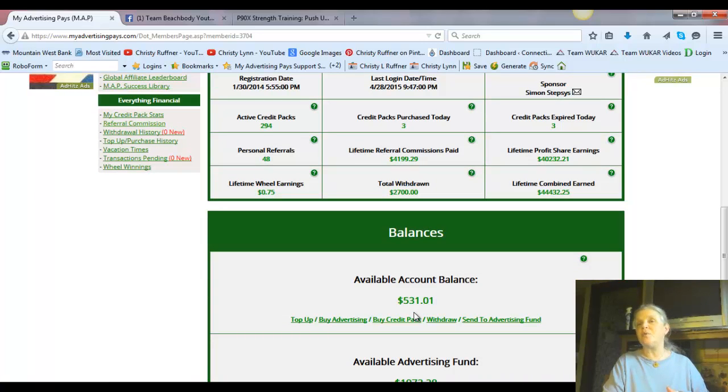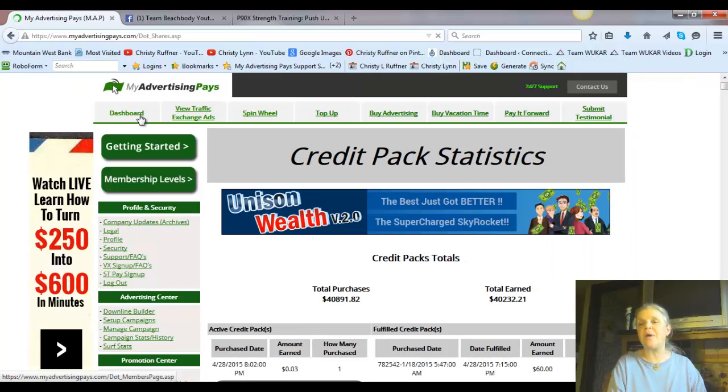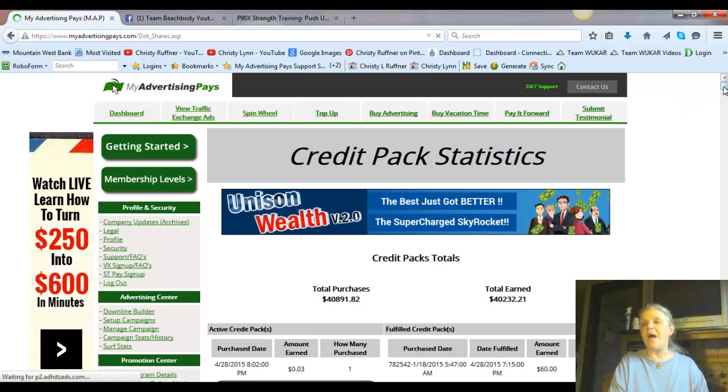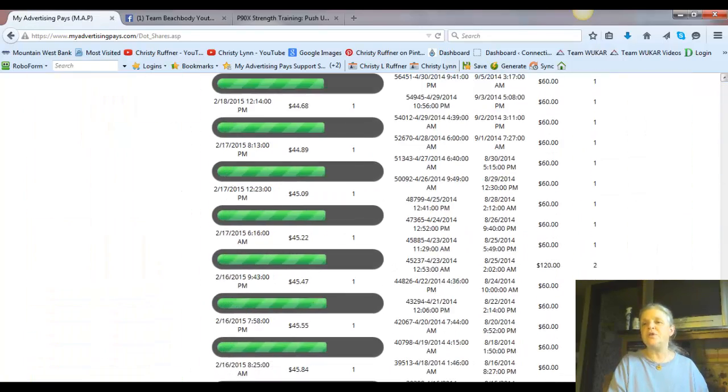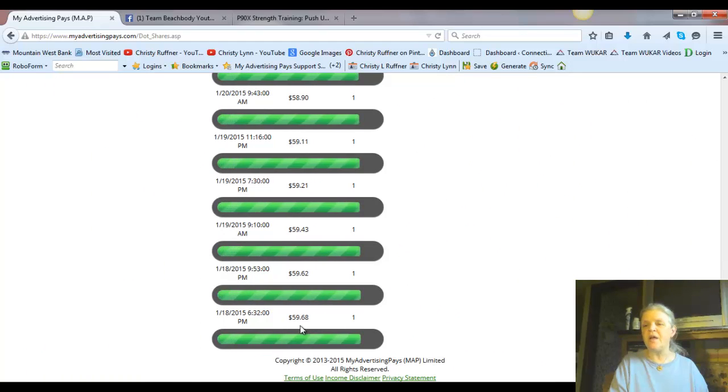I am not sure whether I'll make it to another $50 before the day turns over. I don't believe I'm going to lose another credit pack. We'll click over to the credit pack stats and take a quick look. The last time I looked, the next credit pack had almost 40 cents, which is almost a day's worth of profit share per credit pack. So I don't think I'll have another one. Yeah, this one is at $59.68. It will not expire today. It'll expire sometime tomorrow morning, probably.